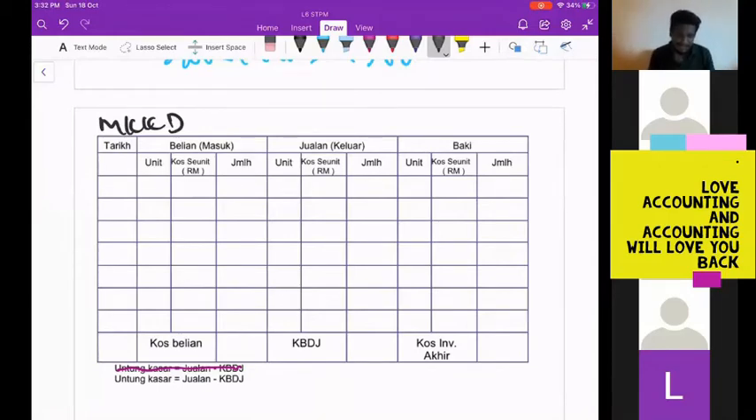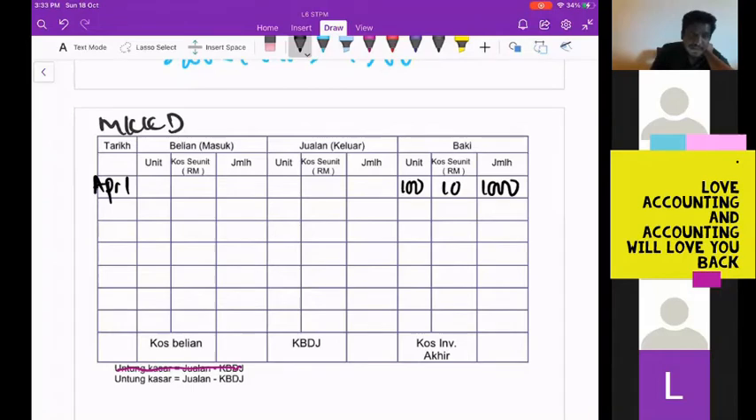Okay, MKKD, we do the MKKD. Go back to the question, refer to the question. I have a Baki BB. I start with Baki BB. April 1, I have a Baki 100 times 10. I get 1000. This is my Baki BB.